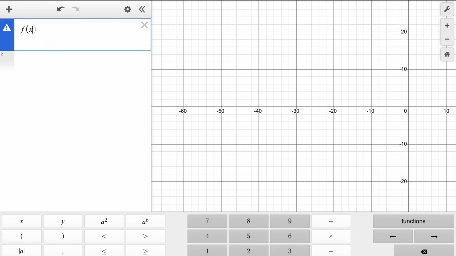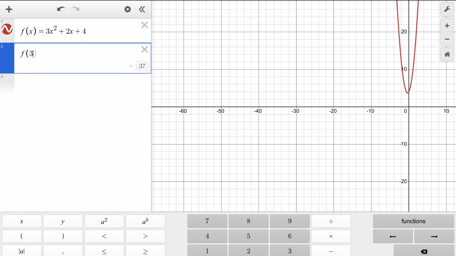Now, a quick trick when using Desmos. If you put an equation in function notation like this, you can directly insert x values to get y values. Keep that in mind for the last tip.